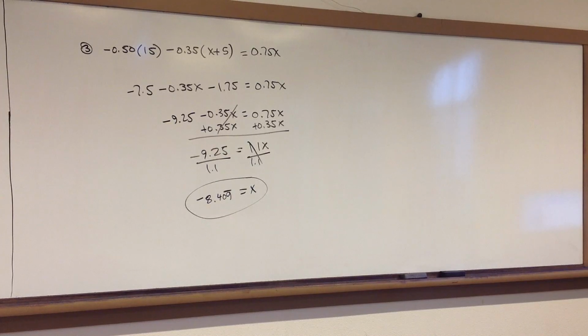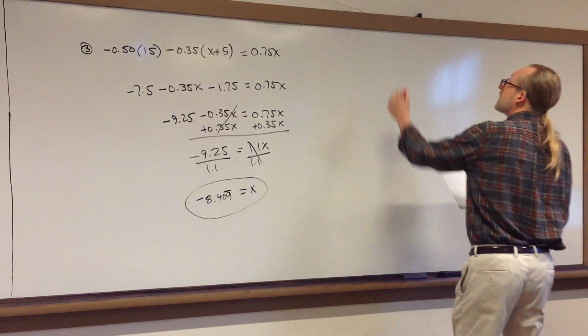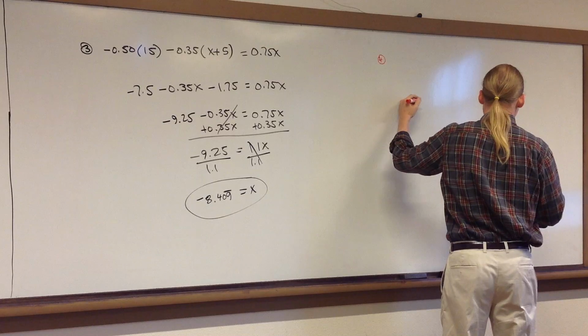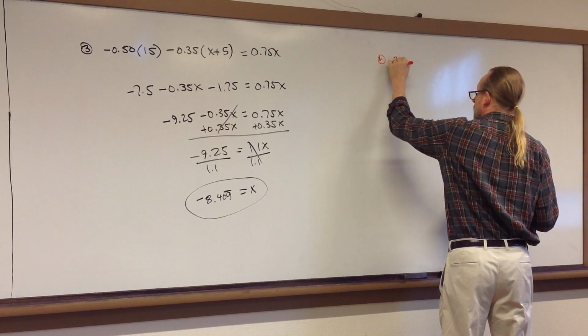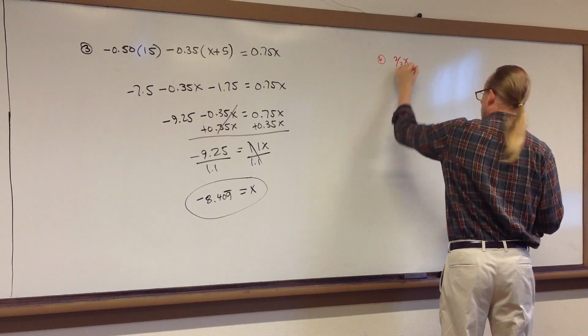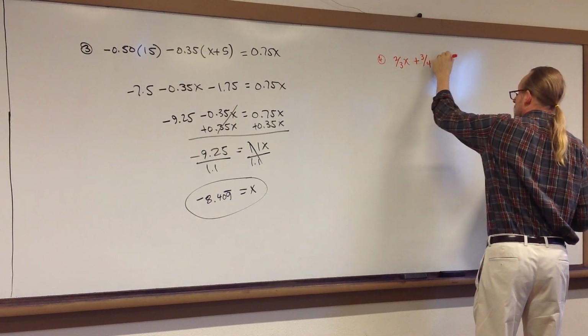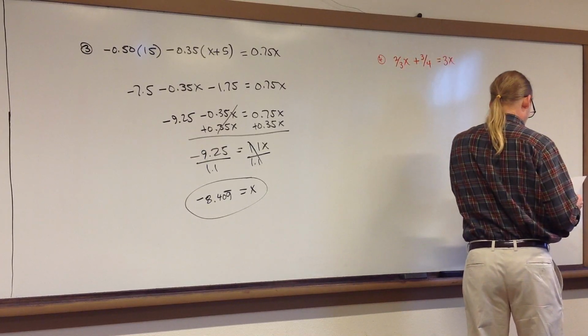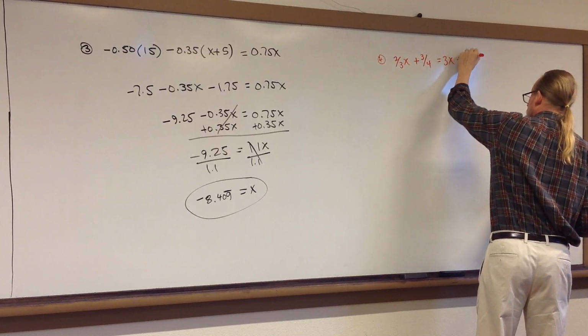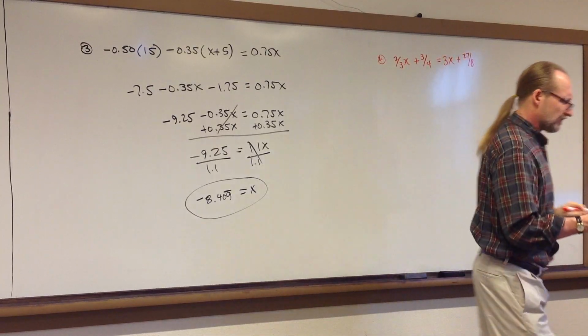Okay. Problems 4 and 5 are also equations where we need to solve for x. So let's take a look at problem 4. We've got 2/3 x plus 3/4 equals 3x plus 27 over 8.